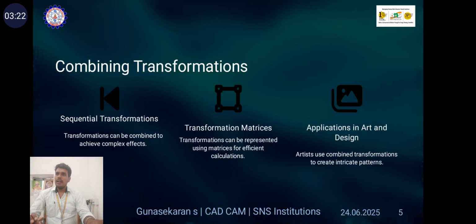Then, combining transformations. Transformations can be represented using matrices, which makes them easy to calculate and combine mathematically, especially in software and digital modeling. A transformation matrix can handle reflection, rotation, translation or scaling operations. By multiplying matrices, multiple transformations can be applied in sequence, enabling complex motion and pattern creation.